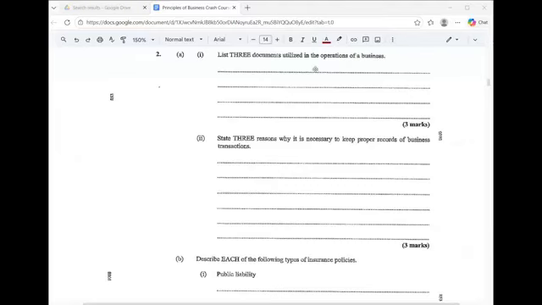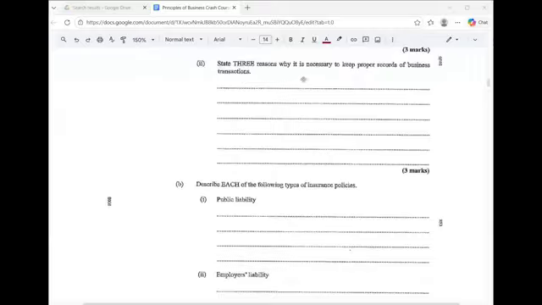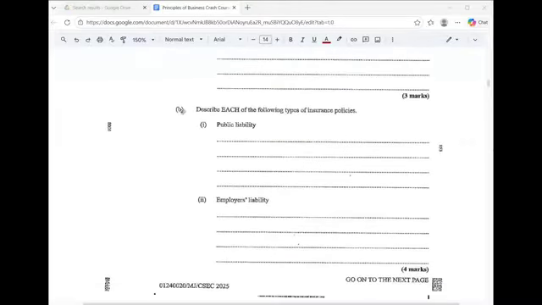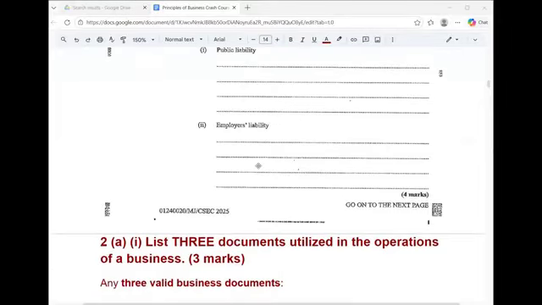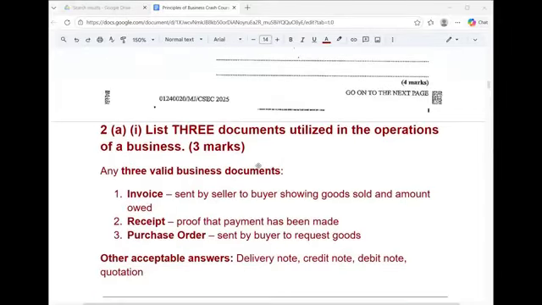List the documents utilized in the operation of a business. State three reasons why it is necessary to keep proper records of business transactions. Describe each of the following types of insurance policies: public liability and employees liability.